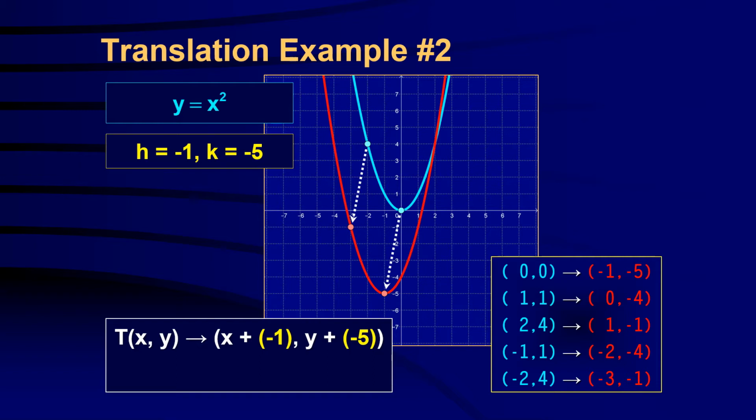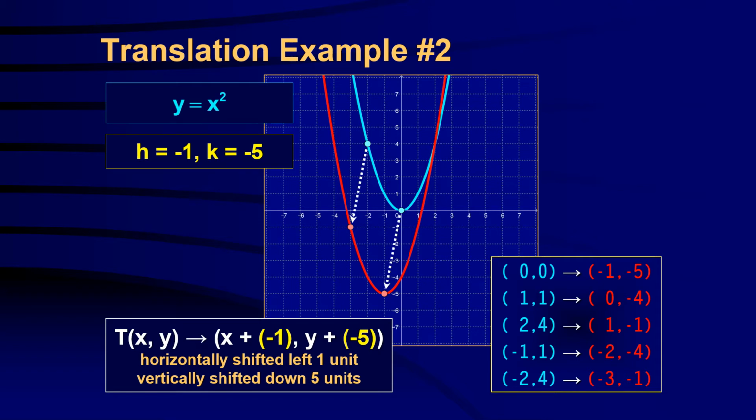Because h is -1, we can say it's being horizontally shifted left 1 unit. And because k is -5, we can say it's vertically shifted down 5 units. Again, if you want to write your mapping as (x, y) goes to (x minus 1, y minus 5), it's totally acceptable. You just have to remember that h and k were both negative.